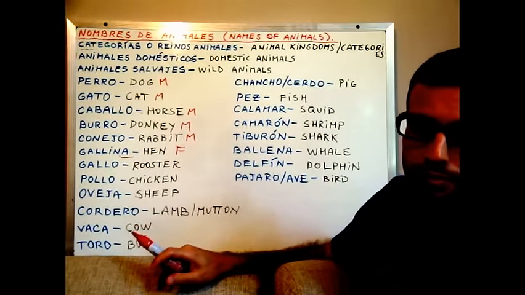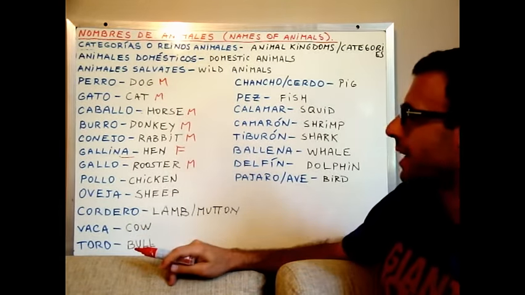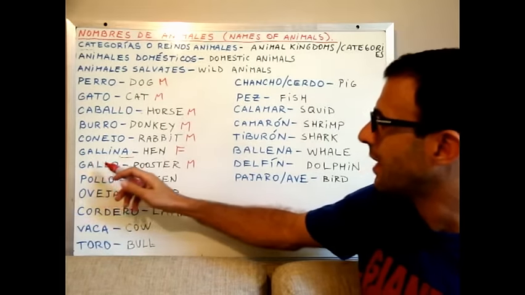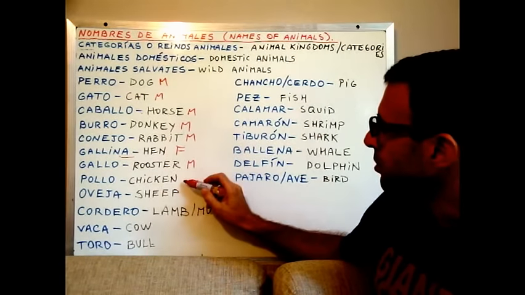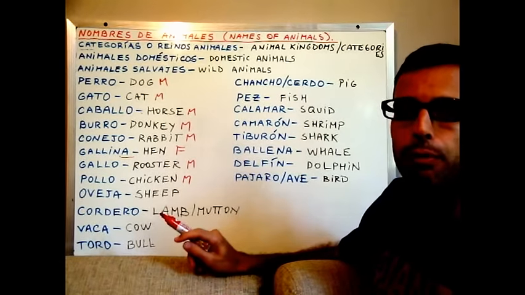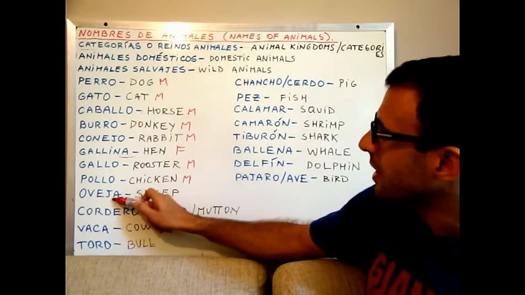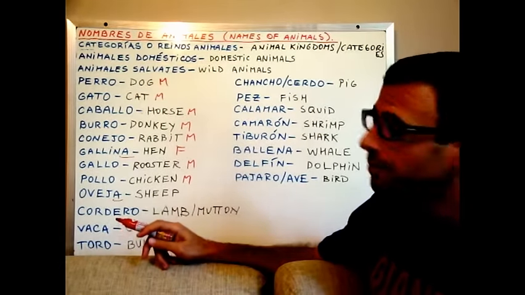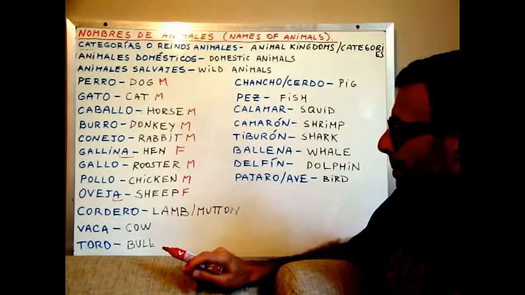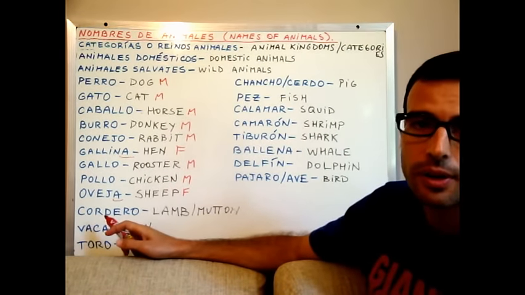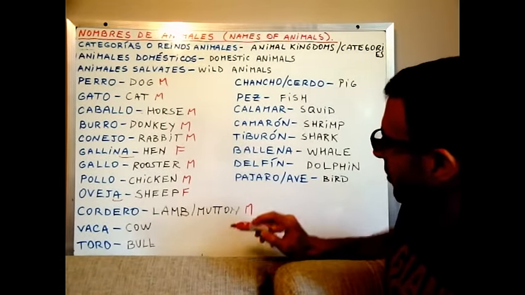For rooster, of course, it has to be a masculine, right? El gallo, the rooster. And pollo is also masculine. Pollo is chicken. It is el pollo. For sheep, as you can see, it ends in an A, so it is a feminine. It's la oveja, feminine noun. La oveja. And the lamb is cordero, which is a masculine word, el cordero.